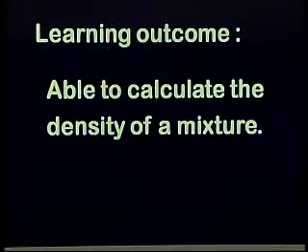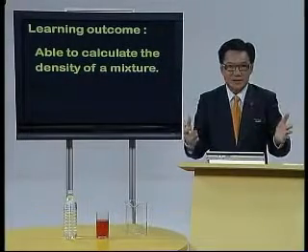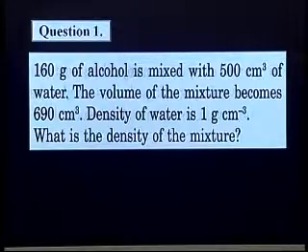At the end of this lesson, you should be able to calculate the density of a mixture, something like the question today. Let's take a look at the question. 160 grams of alcohol is mixed with 500 cubic centimeters of water. The volume of the mixture becomes 690 cubic centimeters. The density of the water is 1 gram per cubic centimeter. What is the density of the mixture?